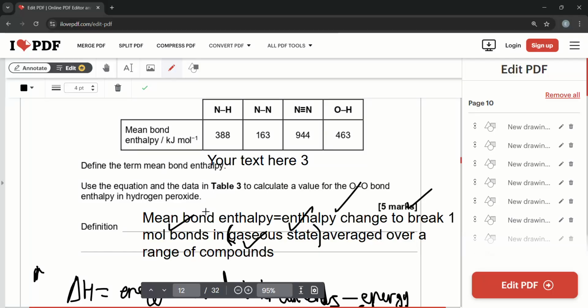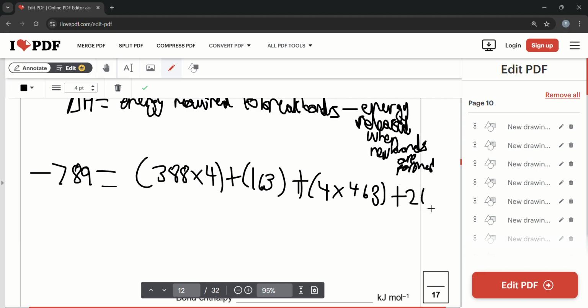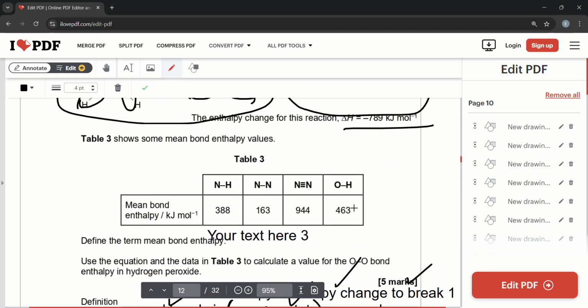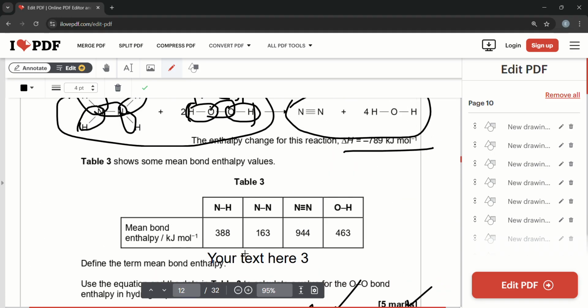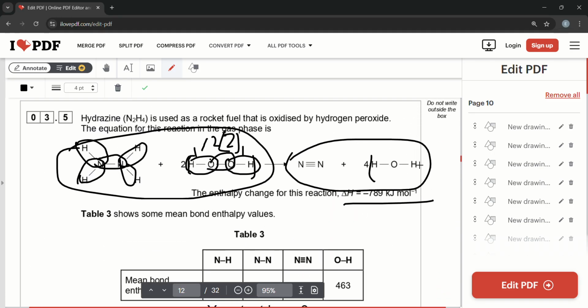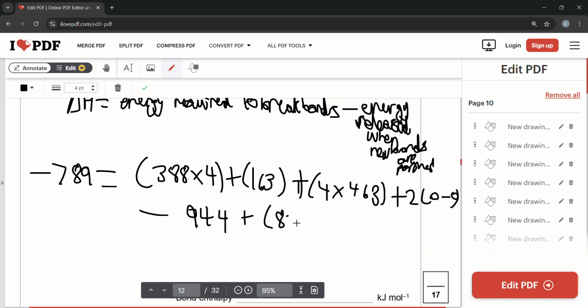So 4 times 463 plus 2x, or plus 2 times O-O, minus energy released when new bonds are formed: N triple bond N, 944, plus, same here again, put brackets around, we've got an O-H, so we've got 2 O-Hs, but we've got 4 on the outside, therefore it becomes 8 O-H bonds. So it's going to be 8 times 463.